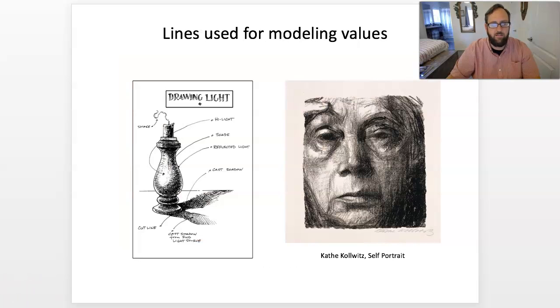Value and line weight also is used for what they call modeling values. That's creating the value, modeling it to make it look like it's lifelike. It can be used really expressively. This portrait over here by Kathy Kollwitz would have been done with something either like this or a charcoal stick of some type, probably another type called willow charcoal or vine charcoal.